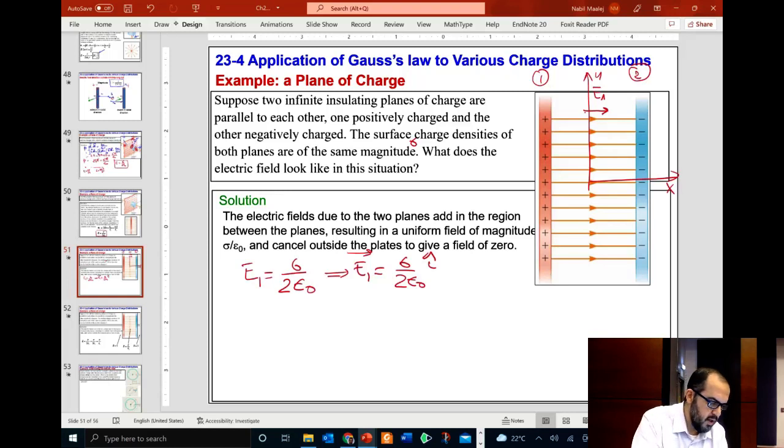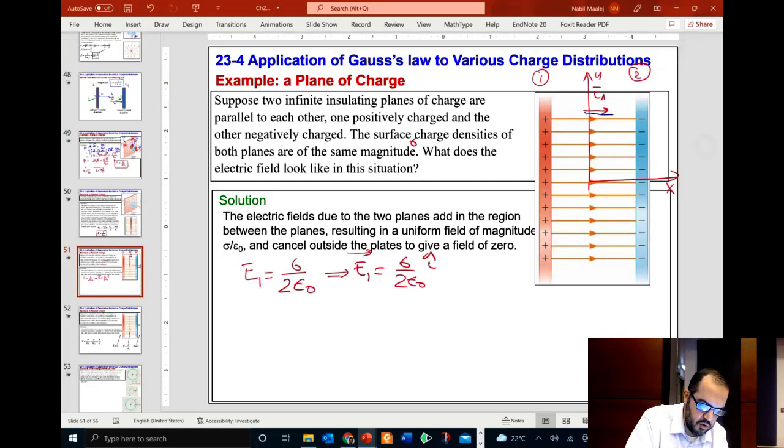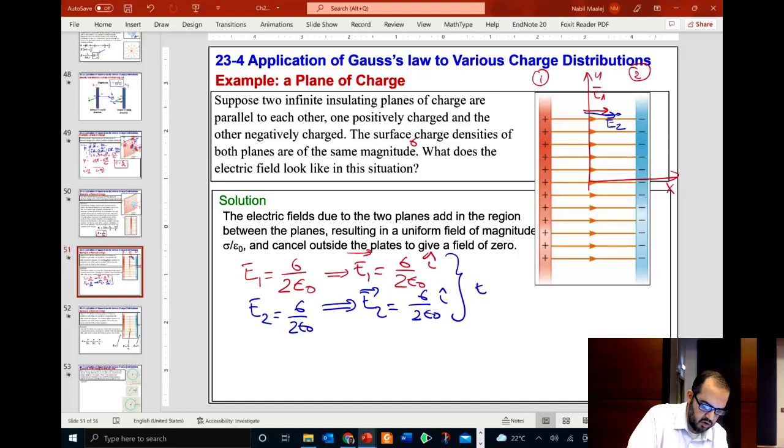Let's look at E2. E2 is due to the negative charge, so in this case also the electric field is going to be pointing towards the negative charge. So E2 is also sigma over 2 epsilon 0, and I can write it also in unit vector notation: E2 is sigma over 2 epsilon 0 i. So if I add them, E total, which is E1 plus E2, what do we get? We get sigma over 2 epsilon 0 plus sigma over 2 epsilon 0. So that will be sigma over epsilon 0 i.